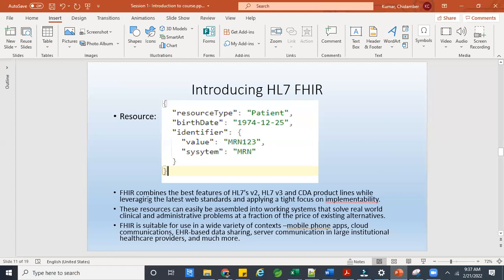Second thing, FHIR can coexist with previous versions. For example, in the current healthcare system, if most of the legacy systems are already developed on HL7 V2, then migrating from HL7 V2 to FHIR could be a major cost-consuming aspect. So FHIR has a way to map to HL7 V2. FHIR does define these kinds of mappings. So these different versions can coexist in the real world, and FHIR can be used with mobile phone apps, cloud communications, electronic health records, data sharing, or communication between different servers in large institutions.